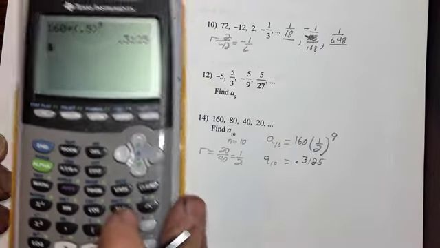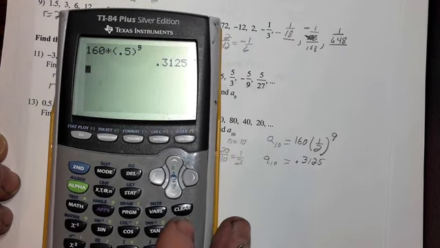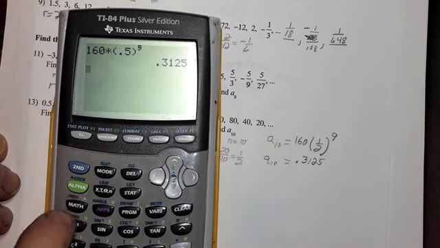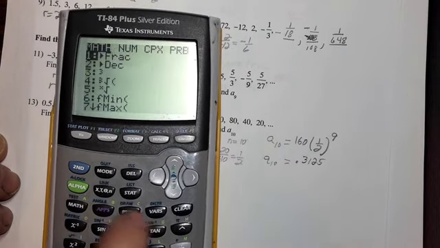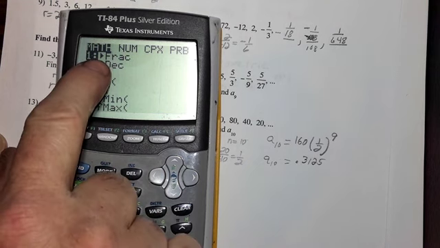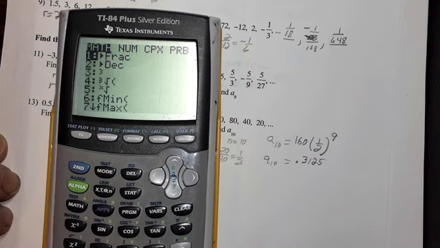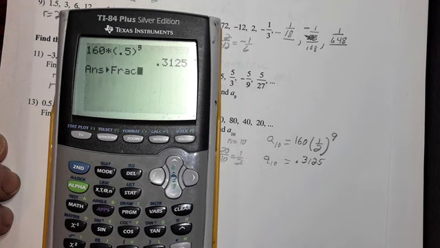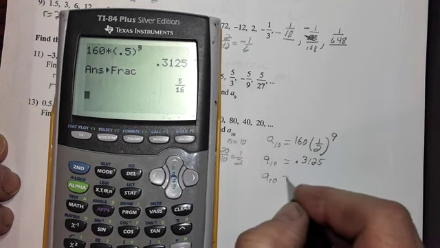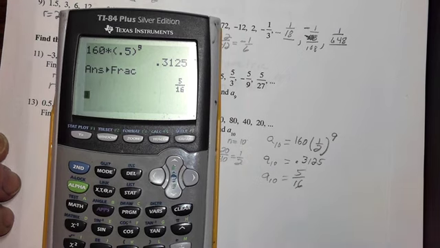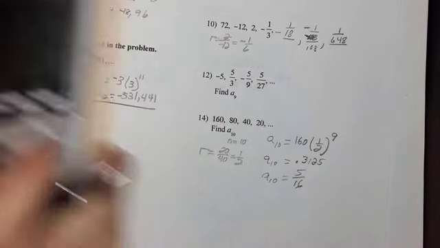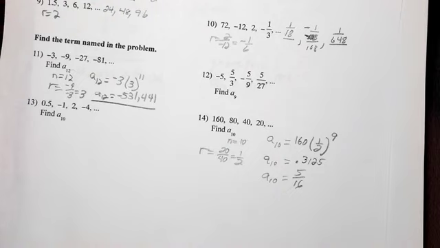0.3125. Now if you want to think about that as a fraction, on these calculators, what you can do is go to math, and you can see that this changes it to a fraction. And so I can just choose number 1 and hit enter, and we know that a10 is 5/16. I'll accept the answer either way. But that's what the lesson for today is. Good luck.